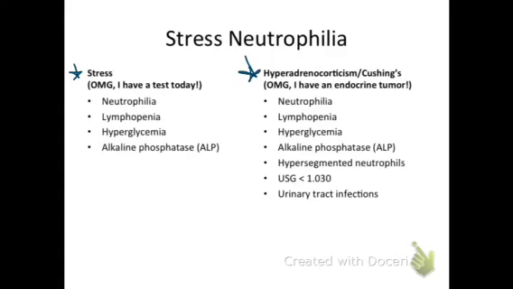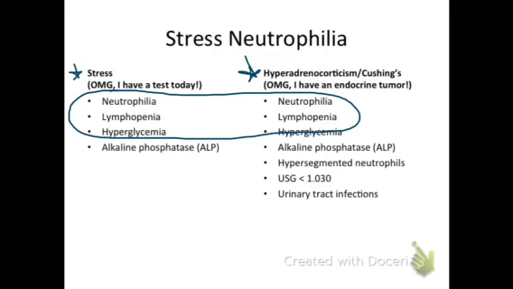In hyperadrenocorticism, the animal has a pituitary tumor or an adrenal tumor that's causing pathologically high levels of glucocorticoids, most commonly cortisol. Both stress and Cushing's disease cause neutrophilia, lymphopenia, and hyperglycemia, but results of other ClinPath tests can help suspect one process over the other.